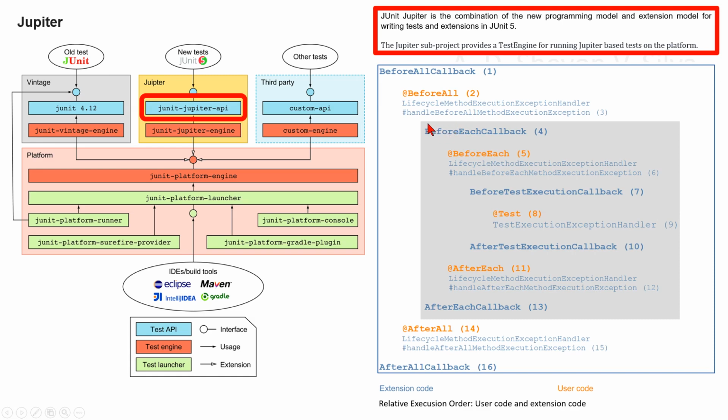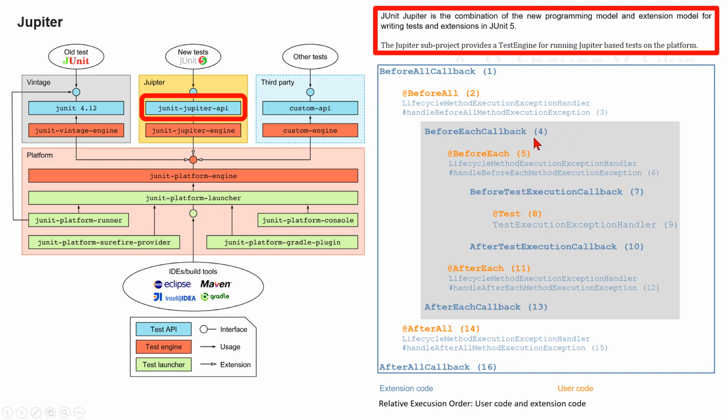Step 3, the interface org.junit.jupiter.api.extension.LifecycleMethodExecutionExceptionHandler, handleBeforeAllMethodExecutionException. Extension for handling exceptions thrown from @BeforeAll methods.